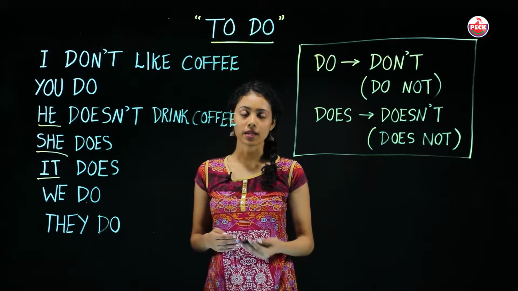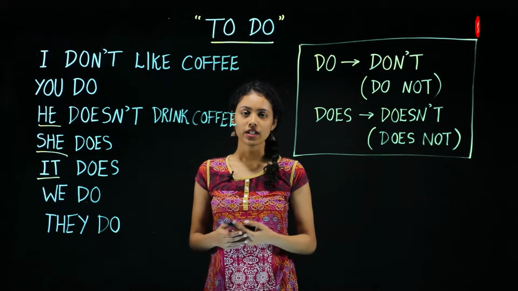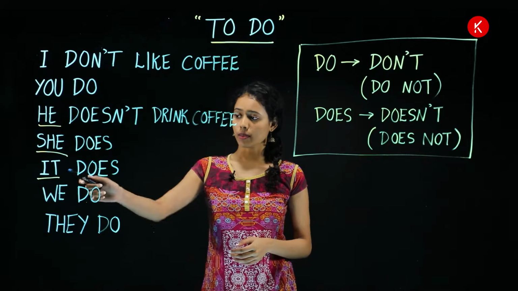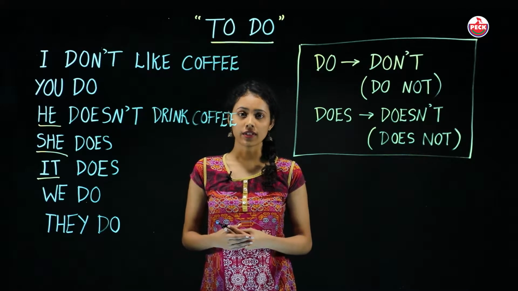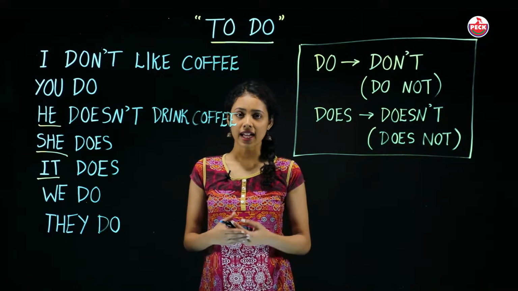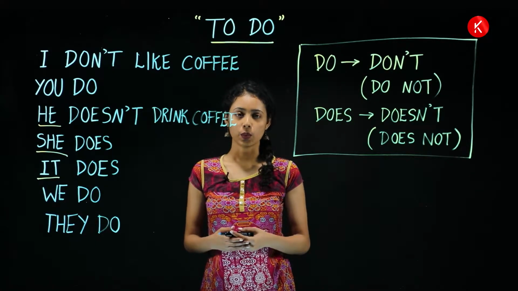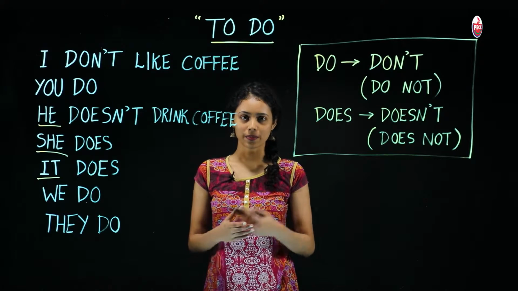Similarly, if you're talking about a girl or a woman, you can say she doesn't like coffee. Or if you're talking about an object or a non-living thing, or even an animal like a cat or a dog, you can say it doesn't, which is short for does not.